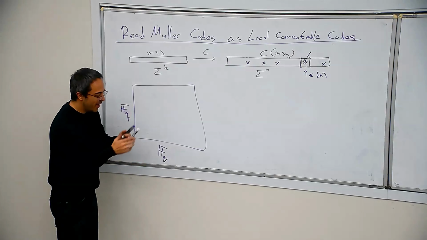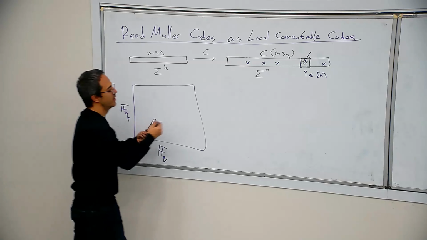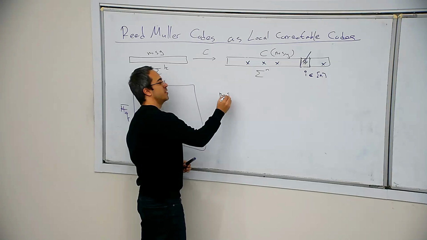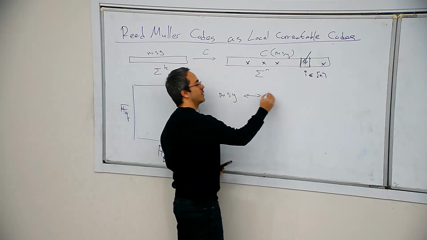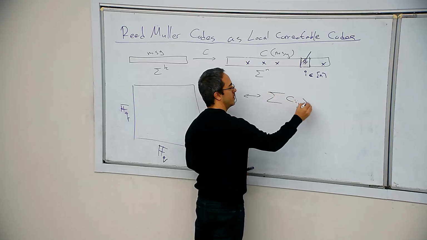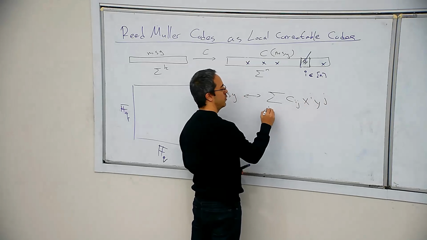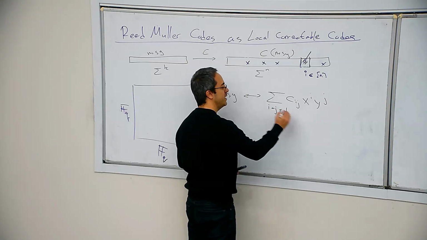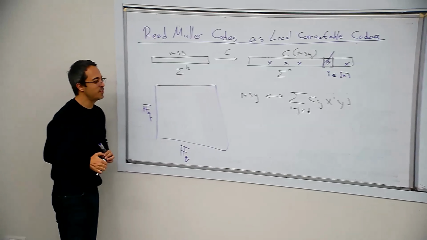Anyhow, do you remember how you define these codes? We associated a message with a bivariate polynomial where the total degree is at most d. Just a reminder.